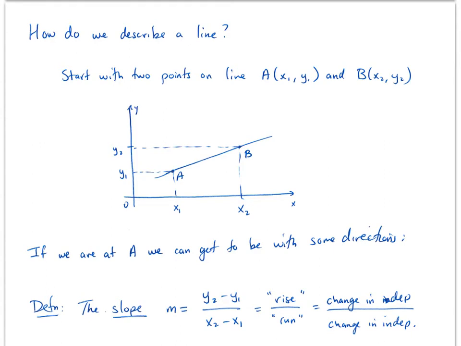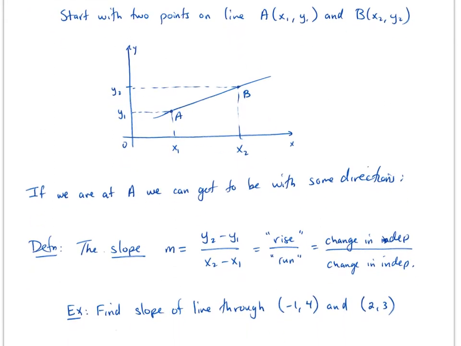The way we do that mathematically is we summarize that ratio, the change in the y over the change in the x, and we call that the slope.